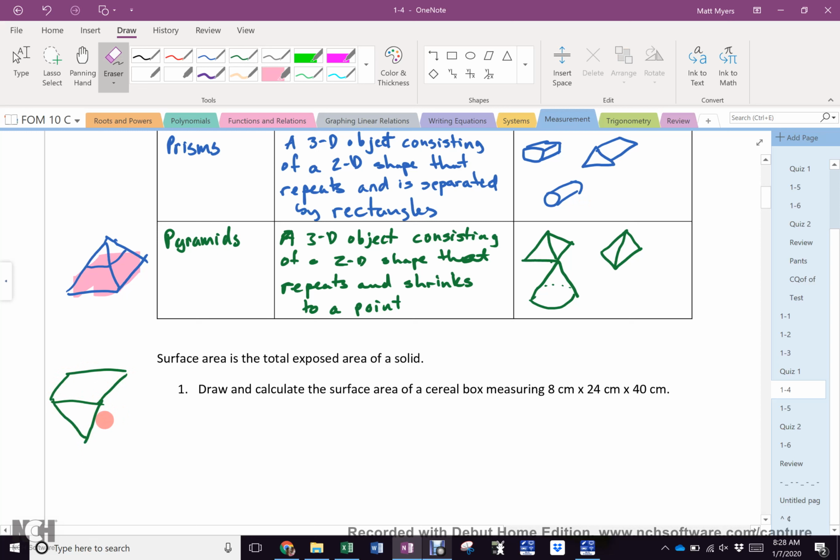Now where's the height? It would be straight down. Does everyone understand? Height goes 90 degrees away from the base.